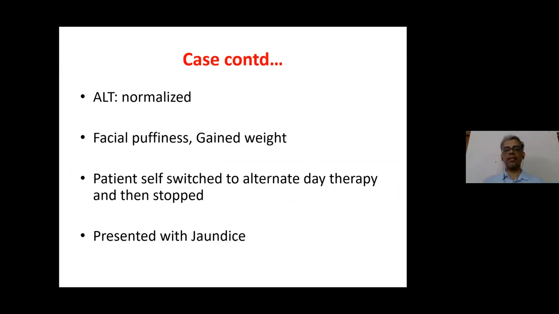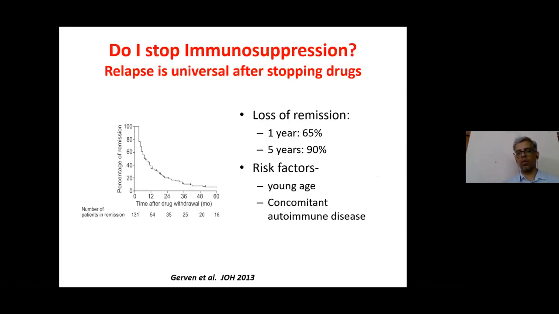So coming back to our case, our patient's ALT had normalized. She was a young female, developed facial puffiness and gained weight. That was a major problem for her. So she switched to an alternate day regimen on her own and then stopped. She presented back to us with jaundice. So do I stop immunosuppression in a patient with autoimmune hepatitis? Well, the data suggests that if you stop, there is a loss of remission in almost 65% of patients at the end of 1 year, and almost 90% of your patients are going to land back up to you within the first 5 years.